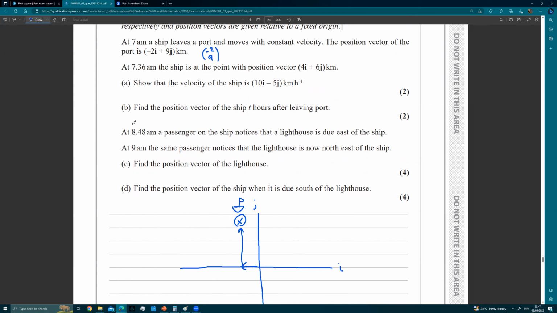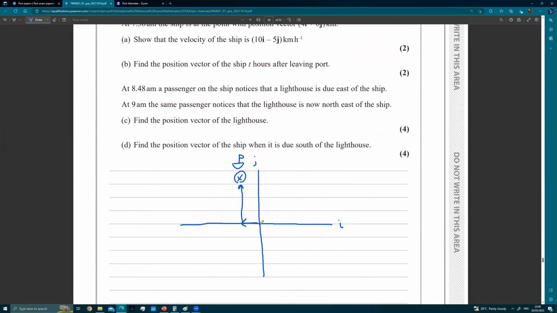So at 7:36 a.m., so 36 minutes later, the ship is now at 4i 6j. So 4 along the i and then 6 along the j. So maybe somewhere here. It's just a rough sketch. So this is where the ship is now, and the ship is moving along this direction. Maybe another 36 minutes later, it will also travel the same amount. Anyway, let's look at the question.